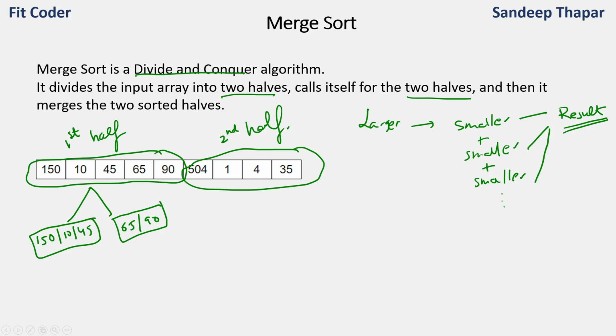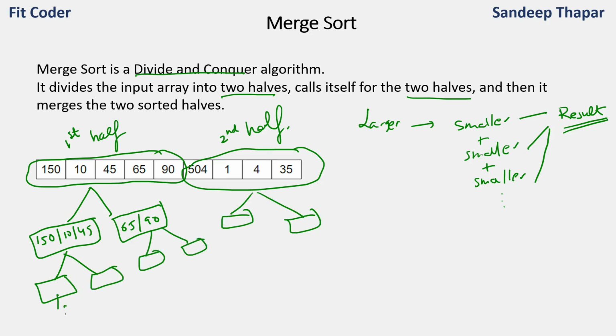Then we divide the first half also into two parts. At each step of the algorithm, we'll keep on dividing the array into smaller parts. Once we are left with the smallest part, which cannot be split further, then we'll start merging the two sorted halves. So in the first step, we have broken down the bigger array into two smaller chunks. Then we break the smaller chunks into further smaller chunks. When we reach a stage where the array cannot be broken down further, we start merging it.